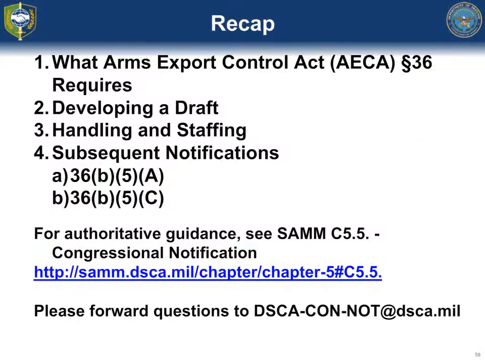So, just to recap, we've looked at the requirements of the Arms Export Control Act. Again, encourage you to look at SAM Chapter 5, Section 5 on congressional notification, which include links to the Act and the sections of the Act that apply. We talked about what you need to do in developing a draft, things to watch out for, how to identify MDE, and how to make sure it's accounted for in your draft, how drafts are handled and staffed once they leave your hands, and subsequent notifications pursuant to B5A and B5C.